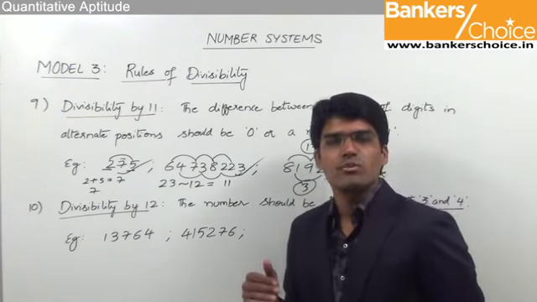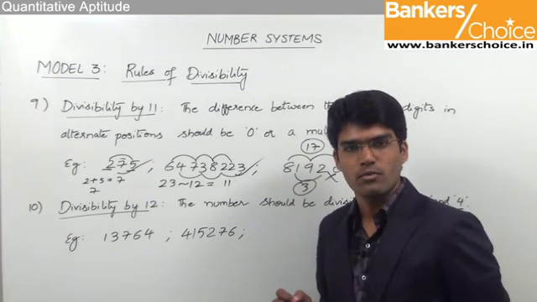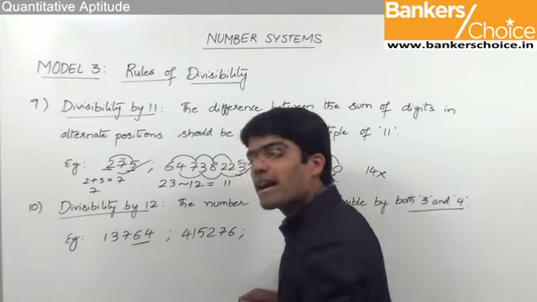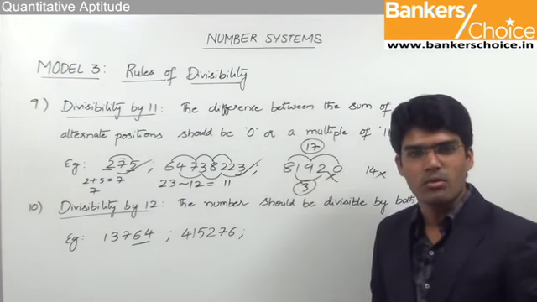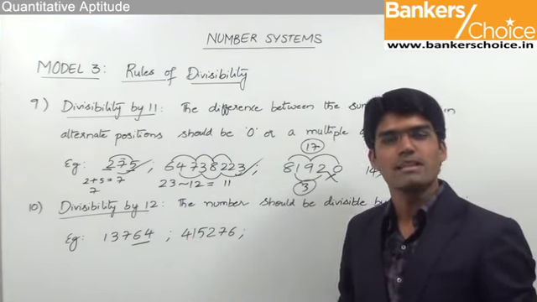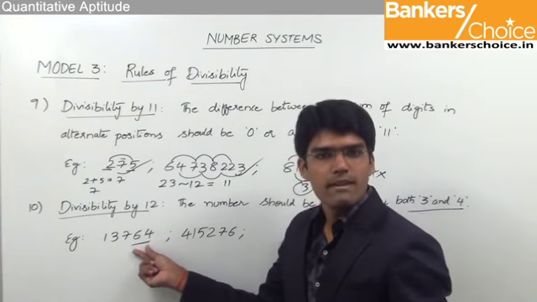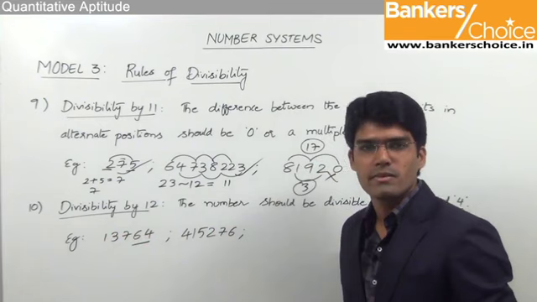Now since it is easy to check the divisibility for 4 when compared to 3, let us first check the divisibility for 4. Now if you look at the number here, 13764, the last two digits are 6 and 4. That means the number formed by the last two digits is 64. And 64 is a multiple of 4. 64 is nothing but 4 into 16. So this number is divisible by 4. And if 64 is divisible by 4, then the complete number is divisible by 4.